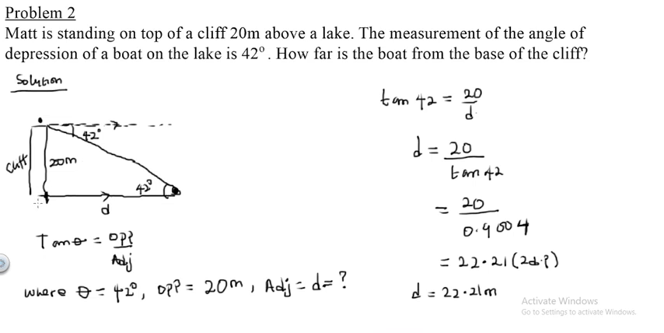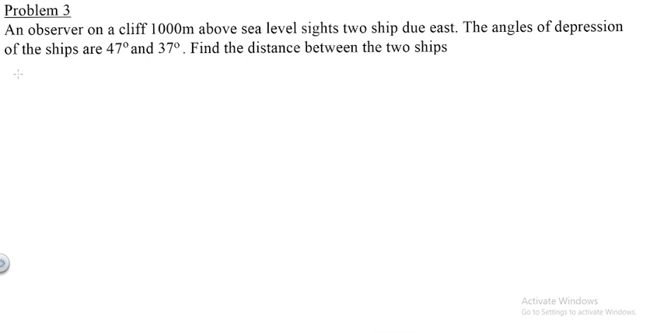Let's take another example, a third example. You can pause the video and try to solve this one yourself. Like we've been doing before, we write a solution and we draw a diagram of what is happening. We are told that an observer on a cliff 1,000 meters above sea level sights 2 ships due east. The angles of depression of the ships are 47 degrees and 37 degrees. Find the distance between the ships.